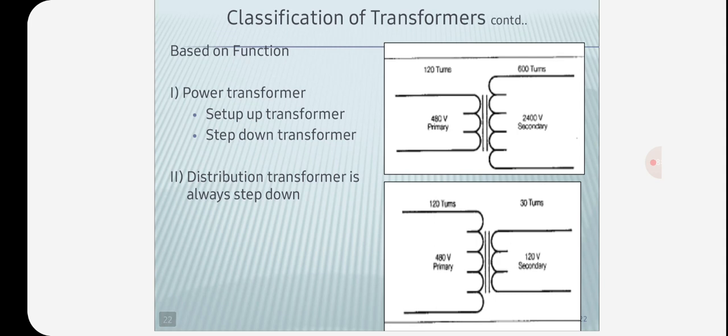Next, the transformers classification based on function. So based on function, first is the power transformers. Under power transformers, the two types, step up transformer and step down transformer, and also it is classified as distribution transformer, which is always step down. We are used as a power transformer, distribution transformers.